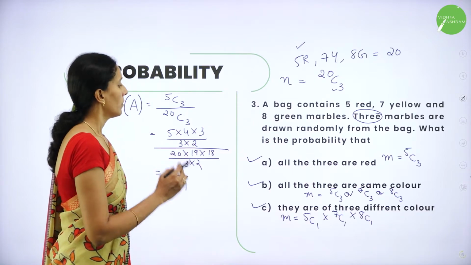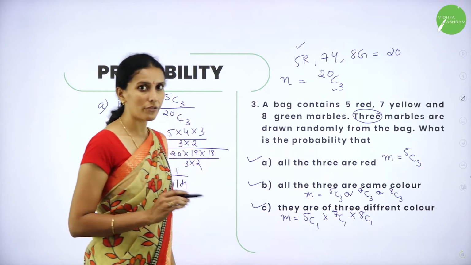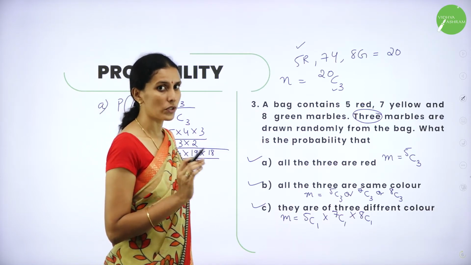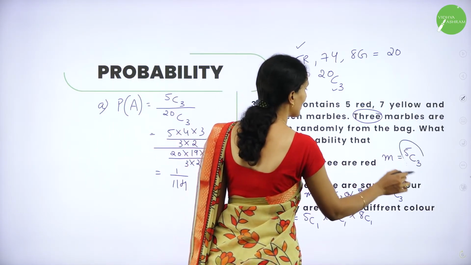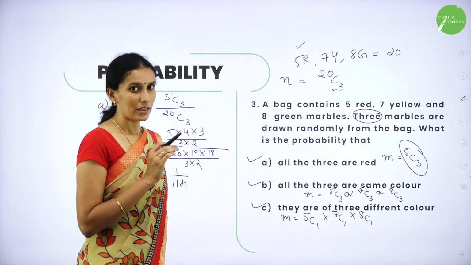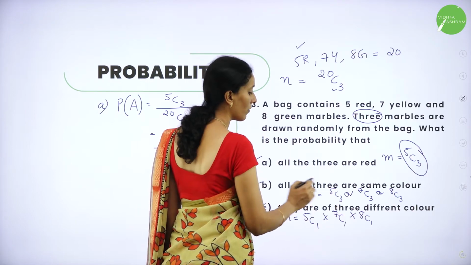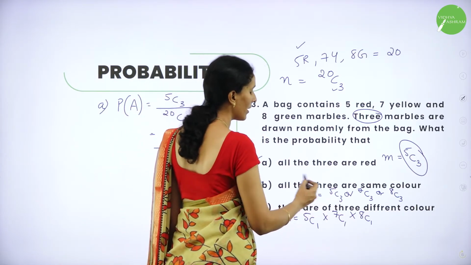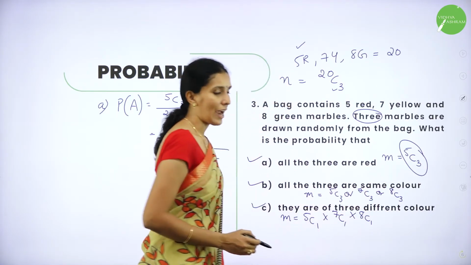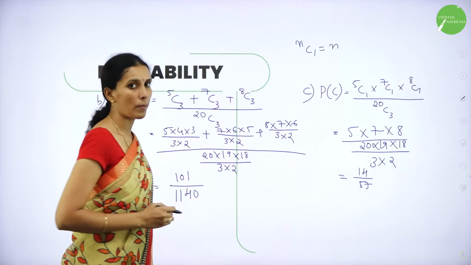So look here, this is how we take the favorable outcome. For the first question, all of them must be red. I have 5 reds, and I have to choose only 3 of them. So therefore M will be 5C3. For my next question, all the 3 must be the same color, so either they are red or yellow or green. Out of 5 reds we have to choose 3, or out of 7 yellow we have to choose 3, or out of 8 green we have to choose 3. Since OR is used, we take the sum of the probabilities.